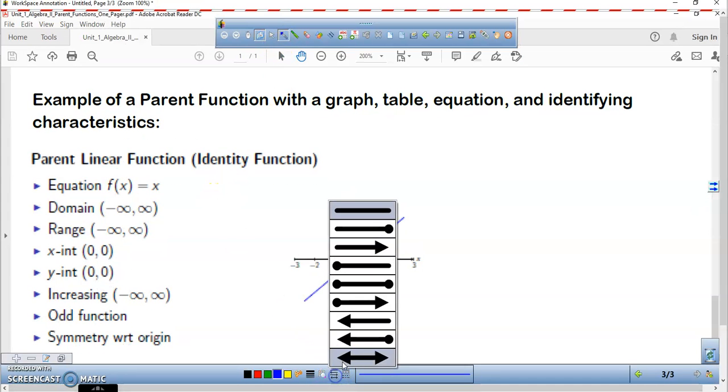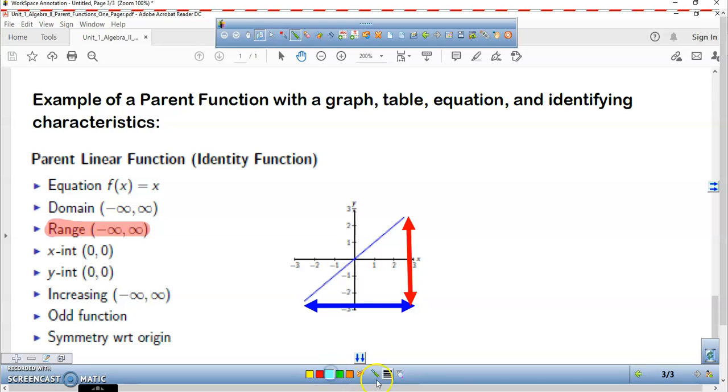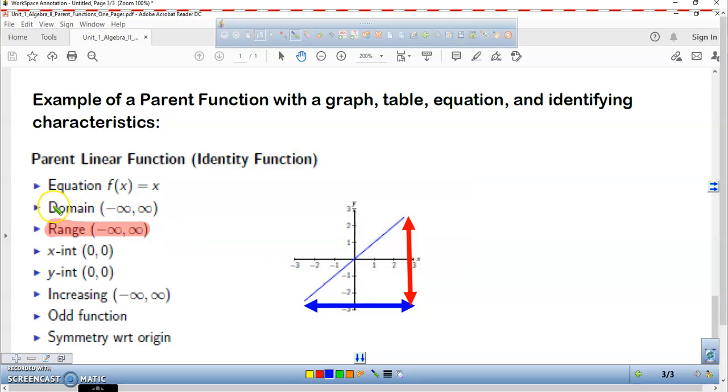So one of them right here is talking about the domain. The domain runs from left to right. And this domain runs from negative infinity to positive infinity. The range goes from how far does it go down to how far does it go up. And this is considered to be the range. So I'm going to go ahead and highlight those. See here, the range is right here. That's in red. That's the range. And the domain, let me change that color real quick to blue. There's the domain right there. So that's the domain. That's the range.